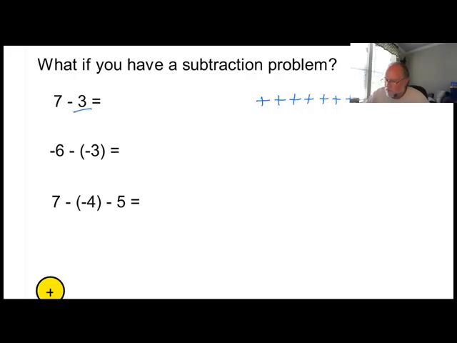So can I do that in this problem? Yes, I can come up here, I can take away this positive, I can take away this positive, I can take away that positive. So I took away 3 of them. What do I have left? I end up with 4. Okay, that one's simple, easy.